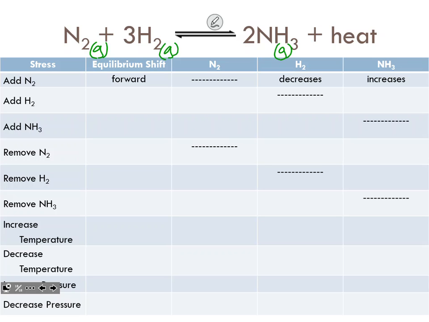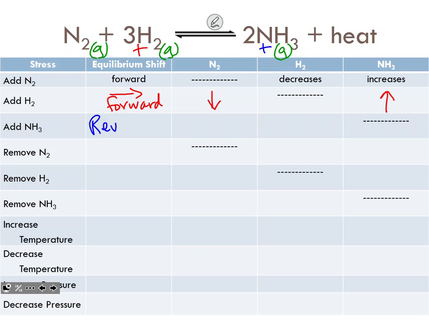I'm adding in hydrogen, this right here. It's going to go to which side? Product, so the forward, okay? Forward reaction goes that way. Now, if I'm making more ammonia, going that direction, what happens to my amount of nitrogen? It should decrease, yes. What would happen to my amount of ammonia? It should increase, okay?